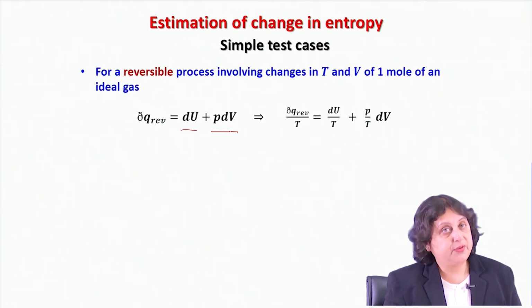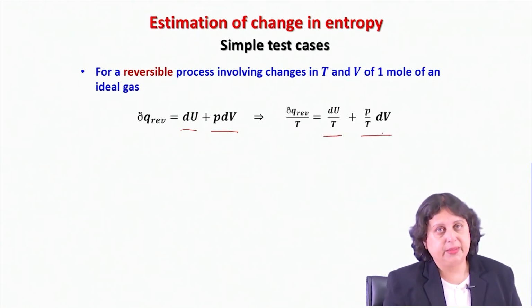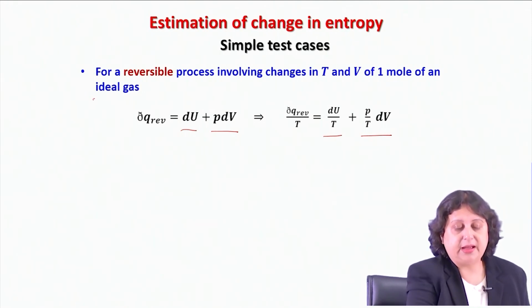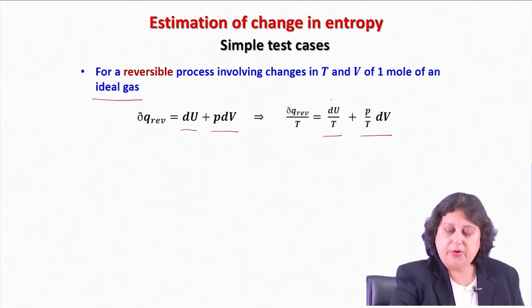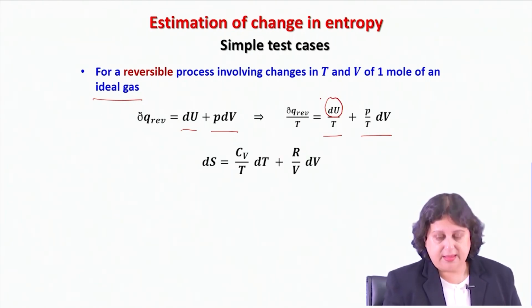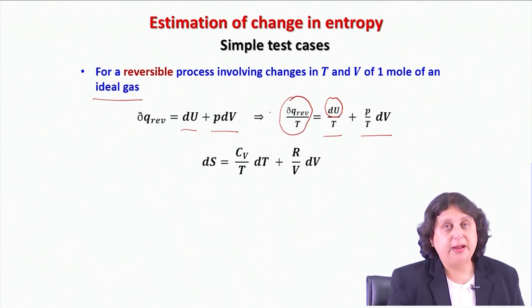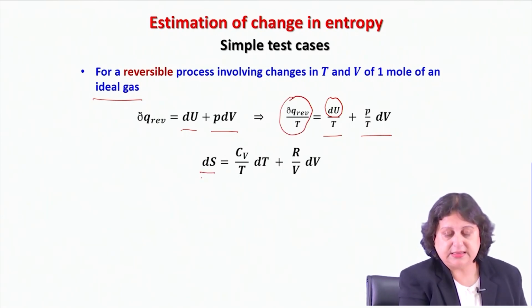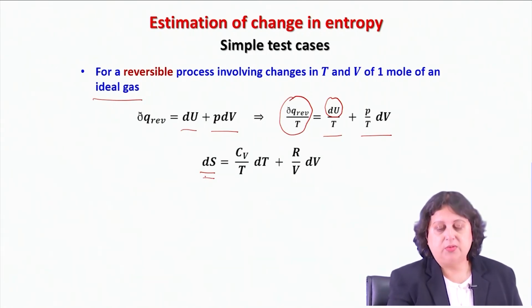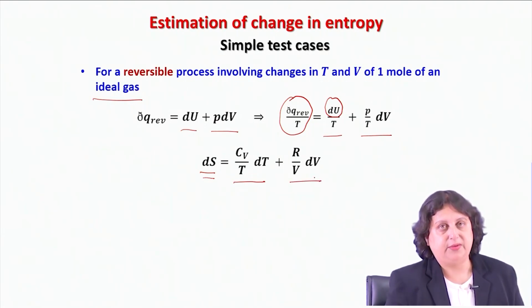Now this follows from the first law of thermodynamics. So what is dq reversible by T? I divide both sides by T and this is what I get. But I have, please remember, an ideal gas. Therefore, I can replace dU by Cv dT, and therefore I find that the left hand side of this equation by definition is dS. And this now is equal to Cv by T dT plus R by V dV.